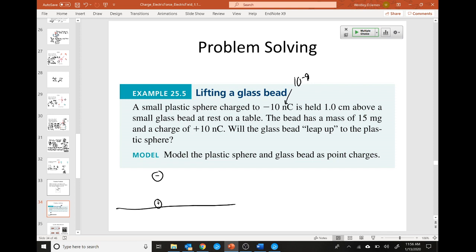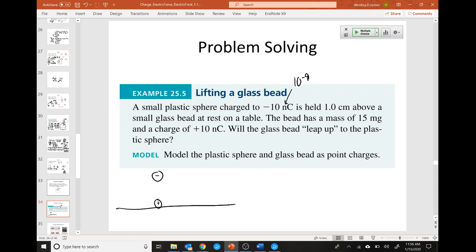All right, so I'll go ahead and start working through it now. Hopefully you have some idea, or maybe you have no idea, and that's fine, but hopefully you spend some time thinking about it. Okay, so we do our thought process for this. First thing, what are we trying to solve for? We are trying to figure out if the glass bead will leap up to the plastic sphere.